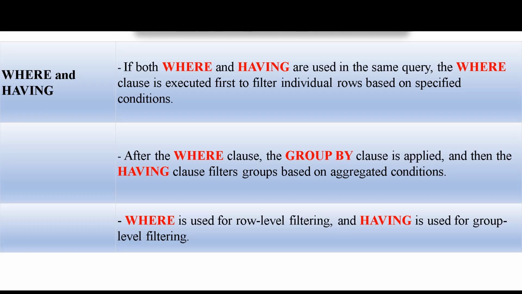WHERE and HAVING clause. If both WHERE and HAVING are used in the same query, the WHERE clause is executed first to filter individual rows based on specified conditions. After the WHERE clause, the GROUP BY clause is applied, and then the HAVING clause filters groups based on aggregated conditions. WHERE is used for row-level filtering, and HAVING is used for group-level filtering.